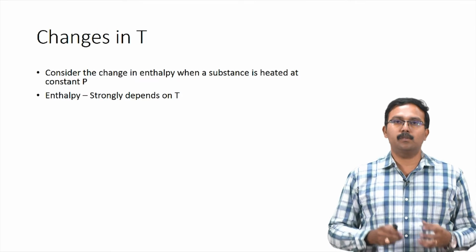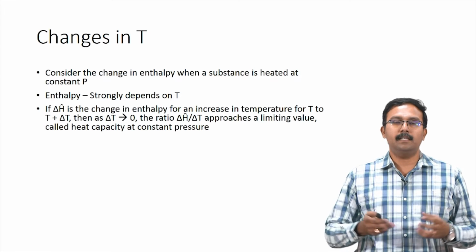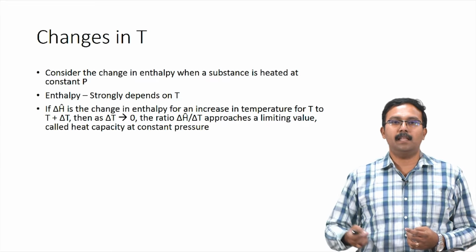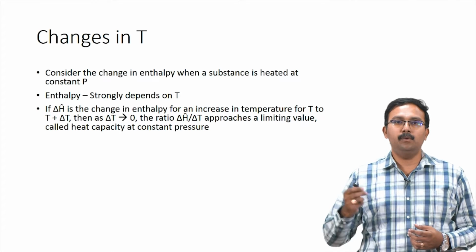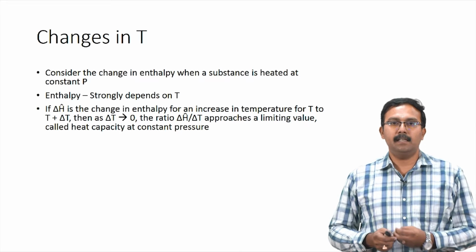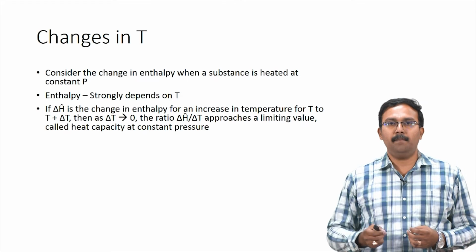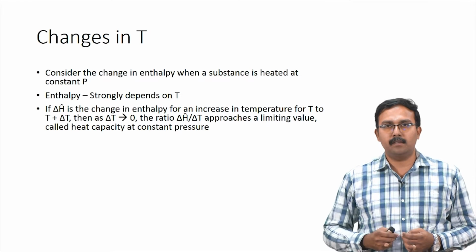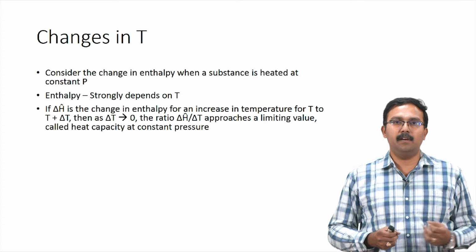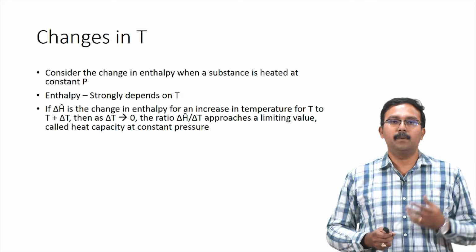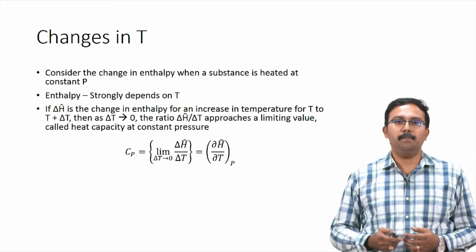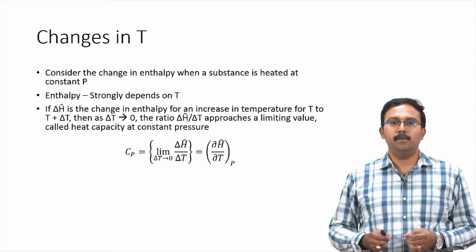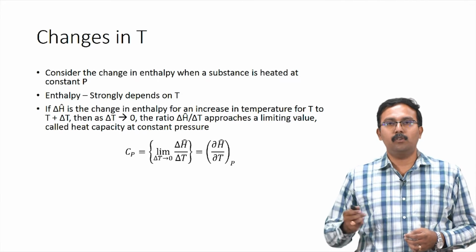Enthalpy also strongly depends on temperature, and this relationship is similar to what you saw with internal energy. If delta H cap is the change in enthalpy for an increase in temperature from T to T plus delta T, then as delta T tends to 0, the ratio of delta H cap by delta T approaches a limiting value, which is called the heat capacity at constant pressure. This is similar to what we saw for the CV value. Here, this is called CP. CP is given as limit delta T tends to 0 of delta H cap divided by delta T, which equals the partial derivative of H cap with respect to T at constant pressure.